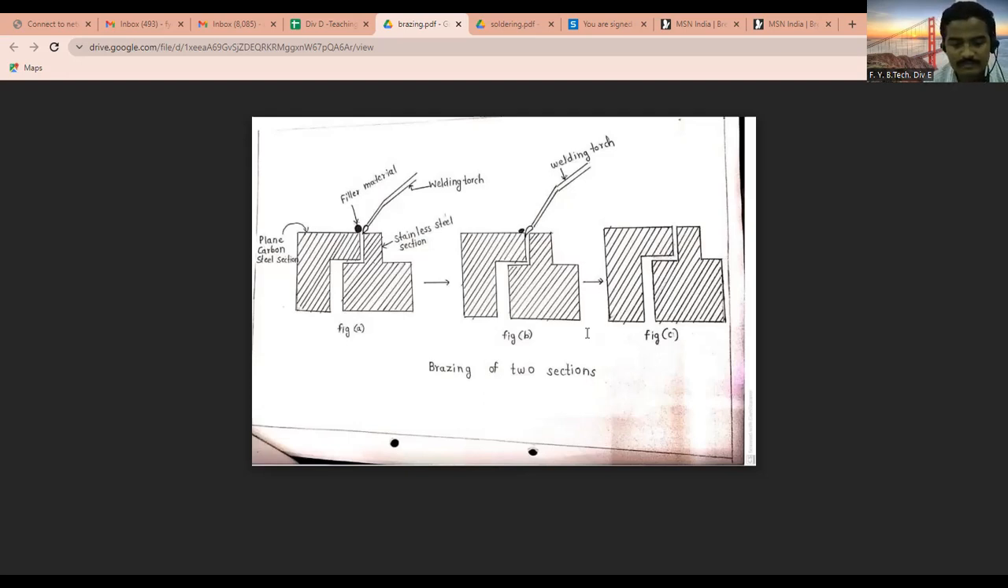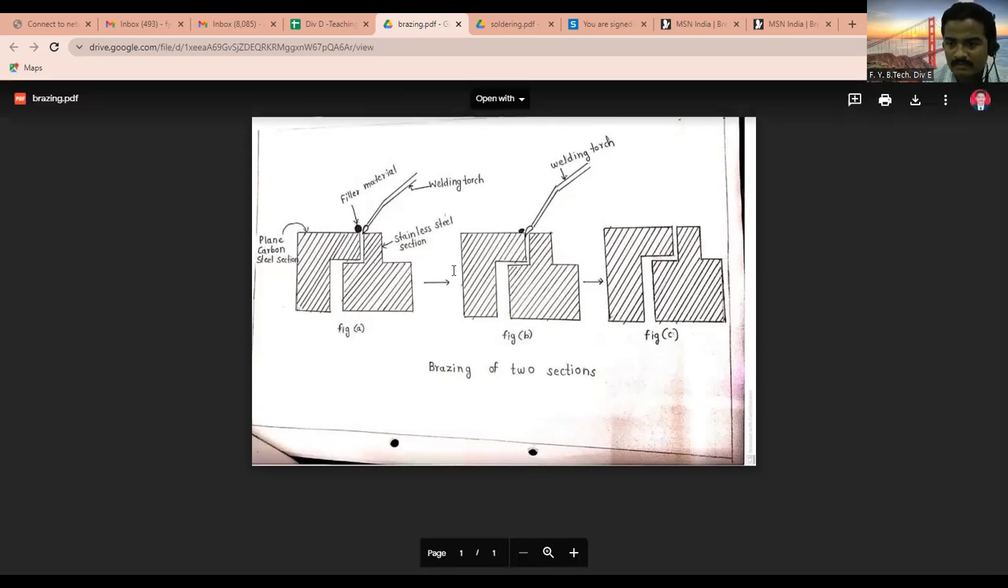Please draw the diagram. Please take down this diagram.